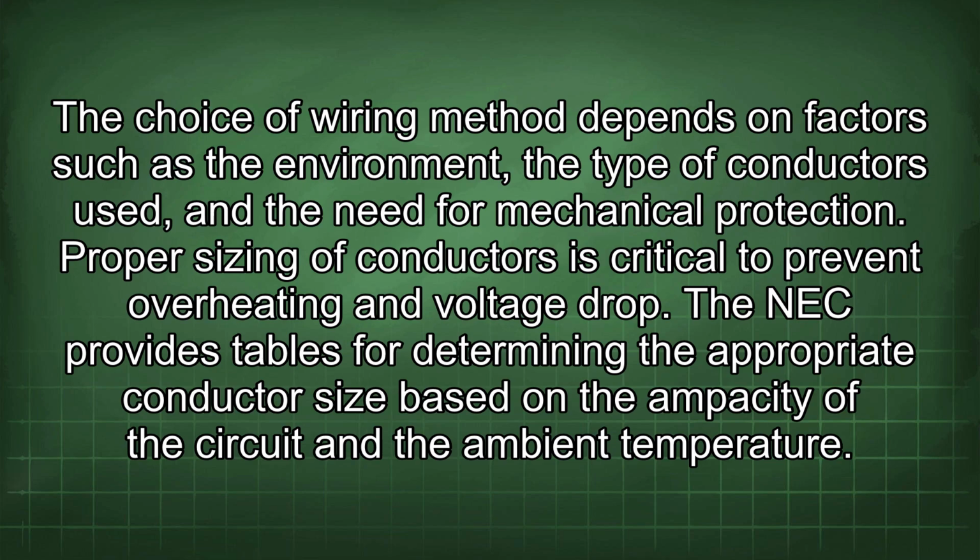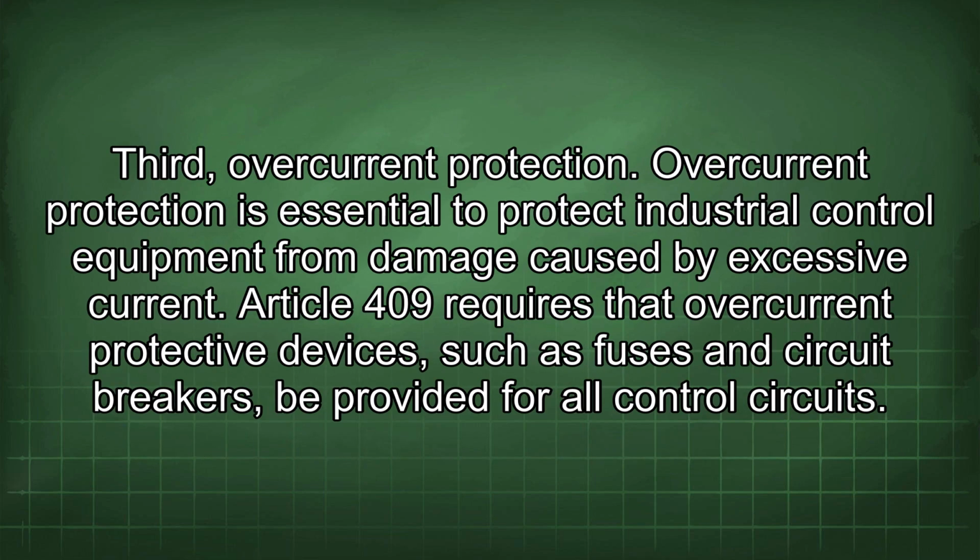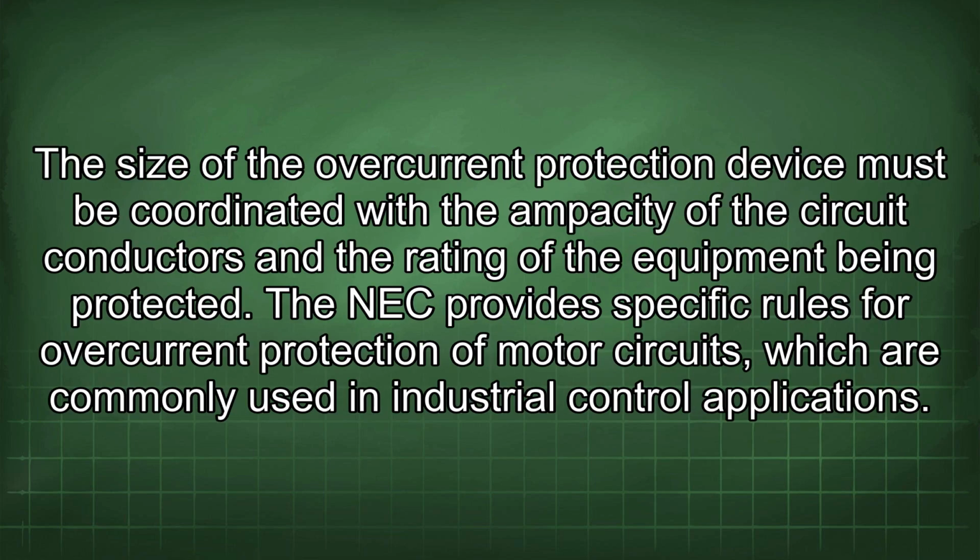Proper sizing of conductors is critical to prevent overheating and voltage drop. The NEC provides tables for determining the appropriate conductor size based on the ampacity of the circuit and the ambient temperature. Third, overcurrent protection. Overcurrent protection is essential to protect industrial control equipment from damage caused by excessive current. Article 409 requires that overcurrent protective devices such as fuses and circuit breakers be provided for all control circuits. The size of the overcurrent protection device must be coordinated with the ampacity of the circuit conductors and the rating of the equipment being protected.